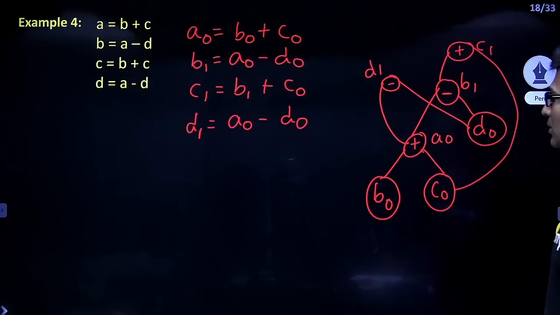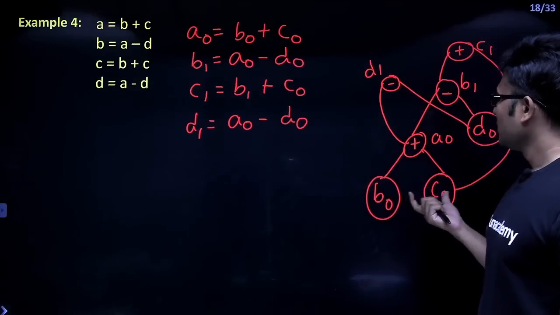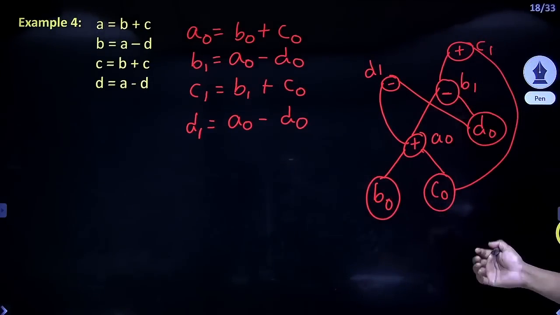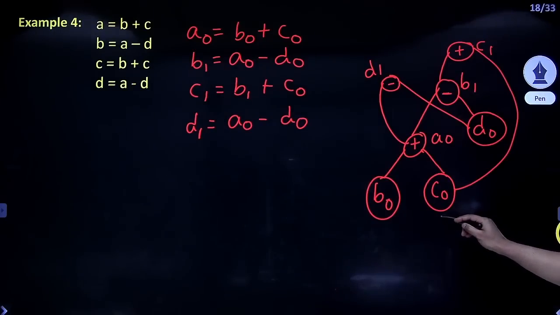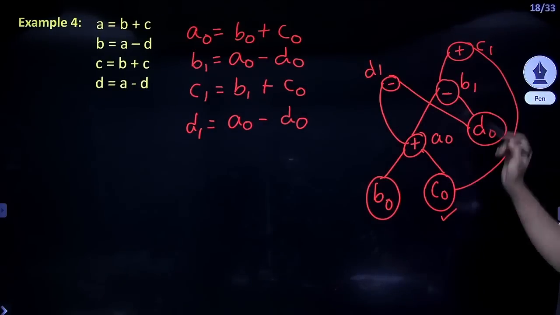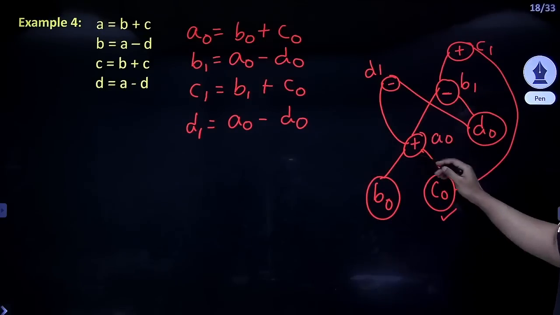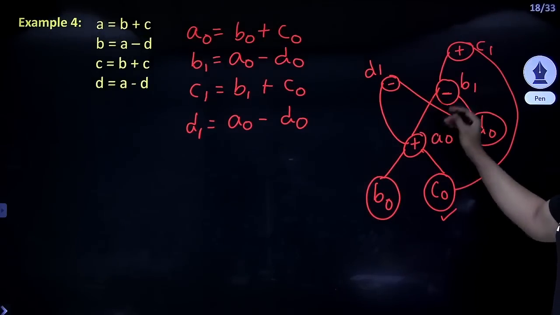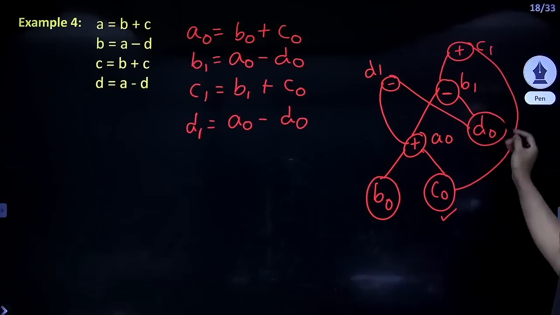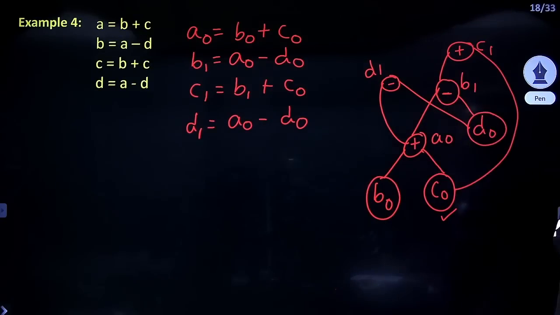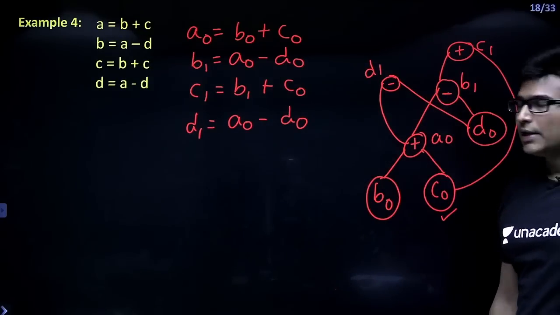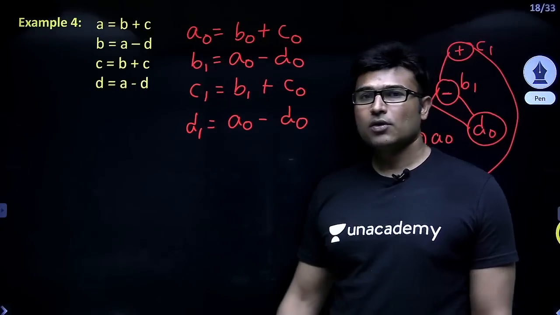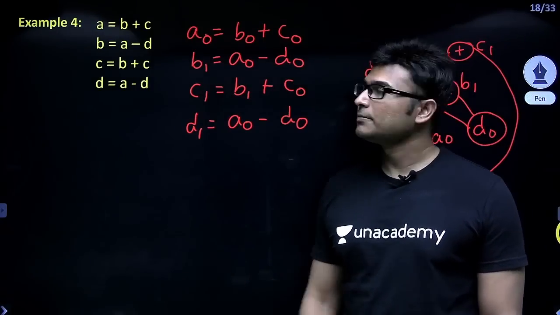Okay guys, so this is the DAG. Now if you see it clearly, C naught is just created once and it is used 2 times, and A naught is created once and it is used 2 times. D naught is created once and it is used 2 times, right? So that is the difference between a syntax tree and a DAG. We are going to use the same node again and again. Okay.